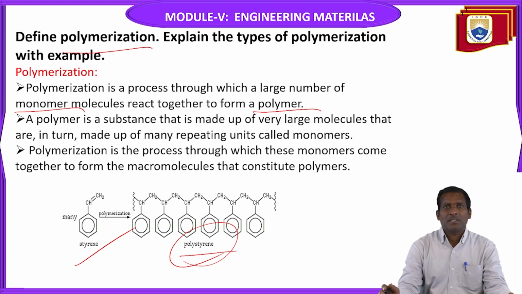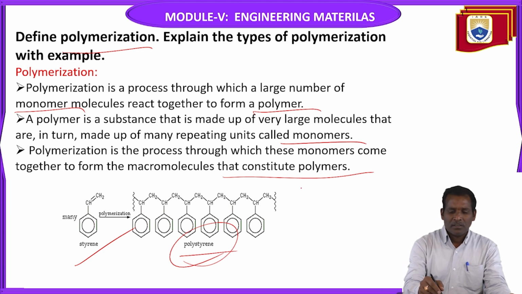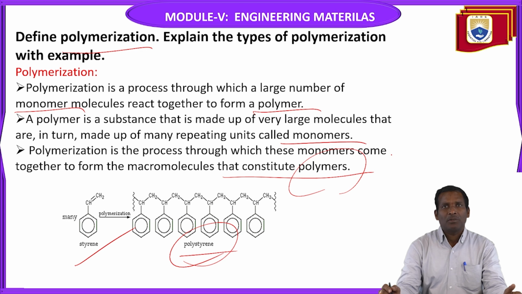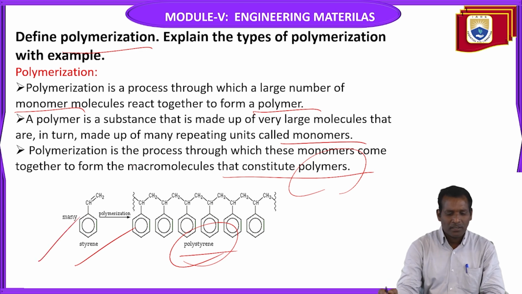A polymer is a substance that is made up of very large molecules that are in turn made up of many repeating units called monomers. Polymerization is the process through which these monomers come together to form the macromolecules that constitute polymers. Then only is it possible to constitute polymers. In the example shown here, the process is polymerization: styrene forms polystyrene.